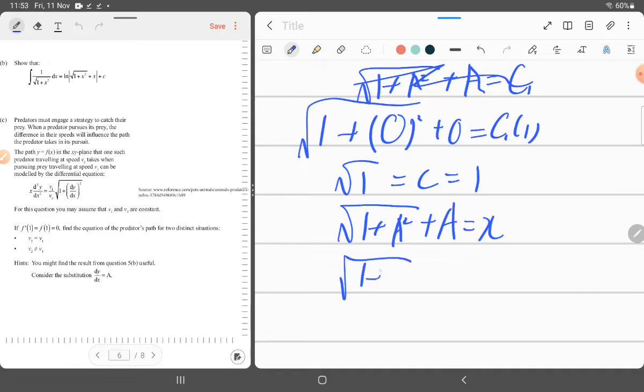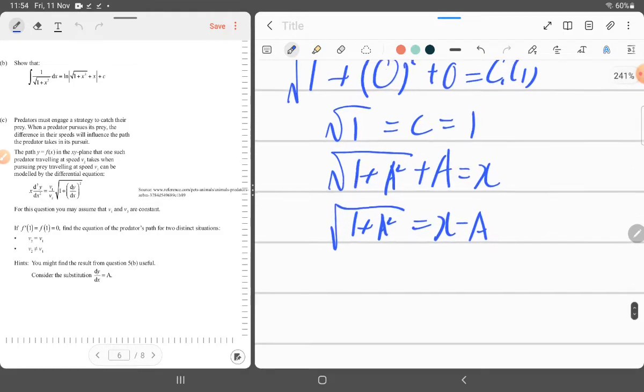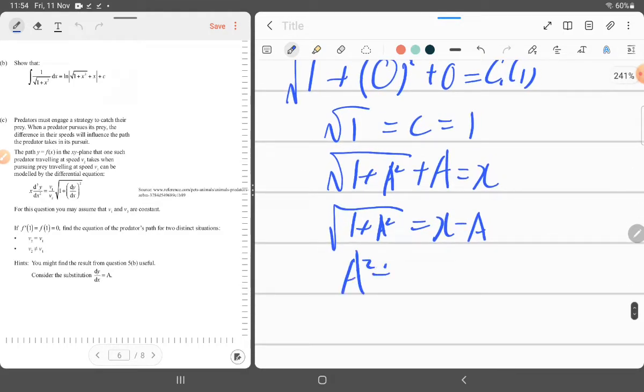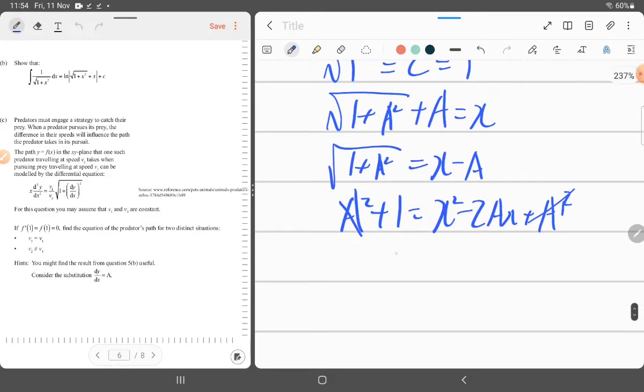The square root of 1 plus a squared equals x minus a, so squaring, 1 plus a squared is equal to x squared minus 2ax plus a squared. This cancels. 1 is equal to x squared minus 2ax.